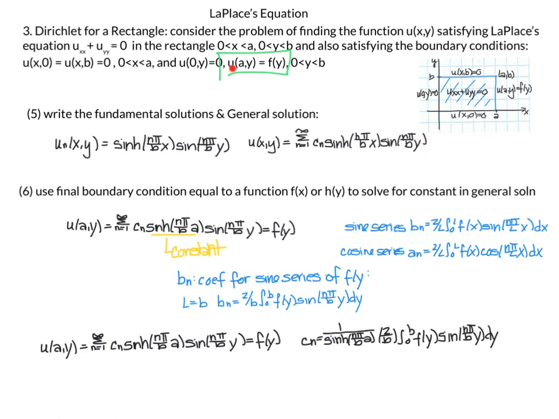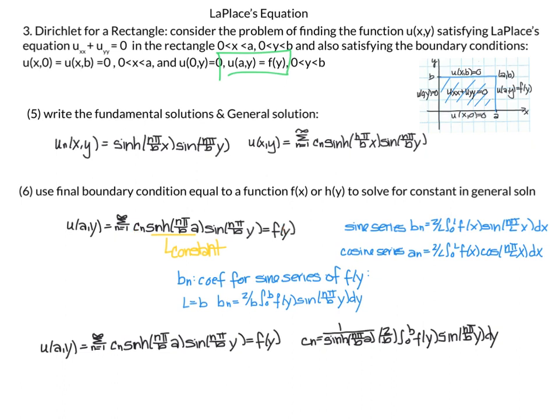So I'm going to calculate u(a,y). I plug in x equals a, and I get C_n sinh(nπ a/b) times sin(nπ/b · y). Now a and b are just numbers, so this here is a constant. So what we have is f(y) equal to a summation of sine functions times constants, a linear combination of different frequencies of sine times a constant. That is exactly a Fourier sine series equal to f(y).